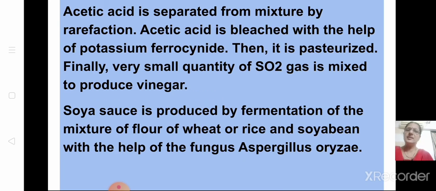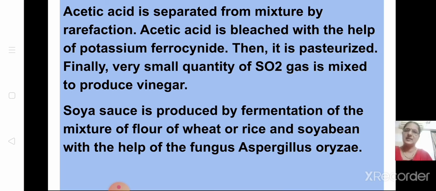Then this acetic acid which is formed is separated from the mixture by the method called rarefaction. Okay, there is a method called compression and rarefaction. You would have learnt in Science 1. So there is a process called rarefaction. This product is separated from the byproducts with the process called rarefaction. Then after that, acetic acid is bleached with the help of potassium ferrocyanide. It is bleached. Then it is pasteurized. Then finally, a very small quantity of SO2 gas is mixed to produce vinegar.